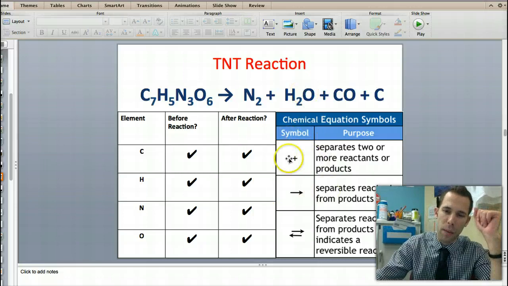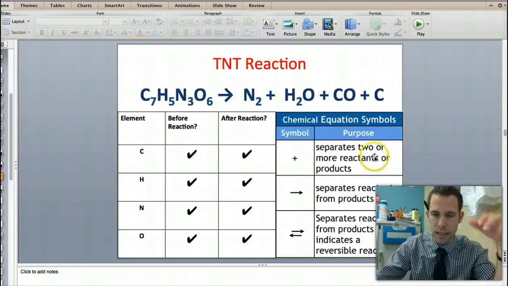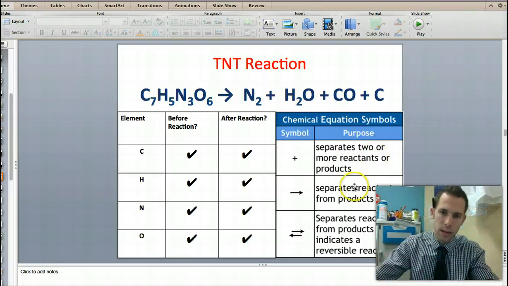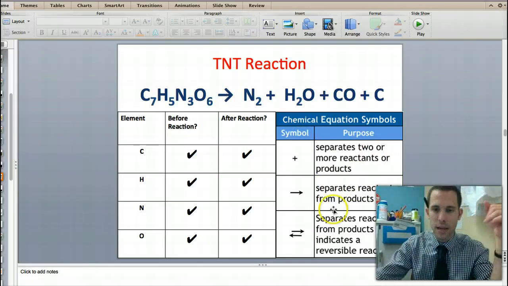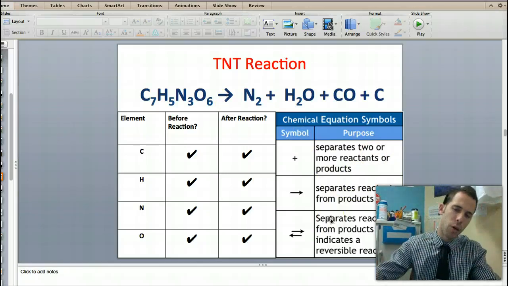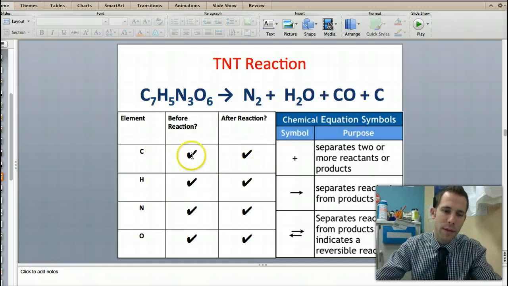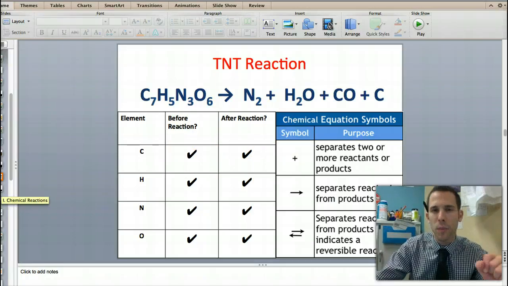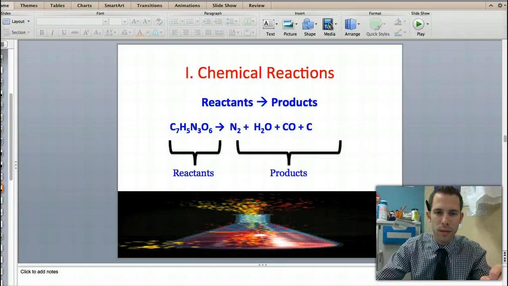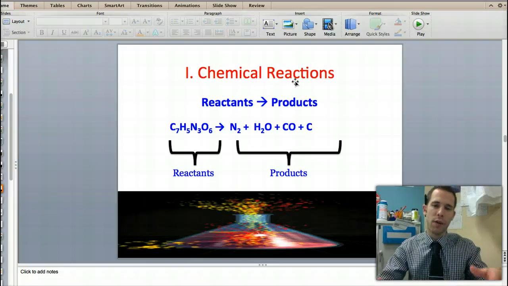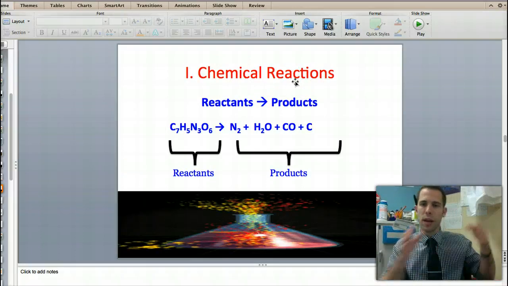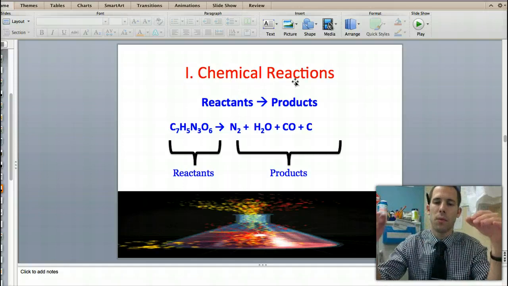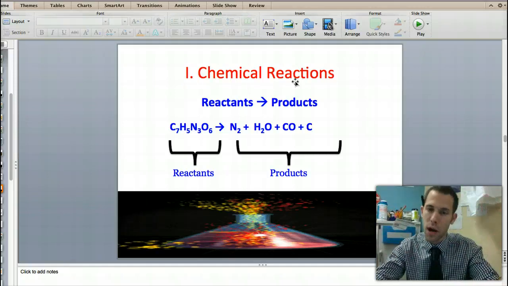Here are some chemical symbols to help us with this. Remember that plus signs separate two or more reactants or products. The arrow indicates that it's going from the reactants to the products, and a reverse and forward arrow indicates it can go back and forth. But we see that we have everything we started with before and after the reaction, indicating that the law of conservation of mass is in some way accurate. When we run a chemical reaction, we have our reactants, which are on the left, and our products on the right. The reactants react to form the products which are produced. It's generally an easy way to remember.